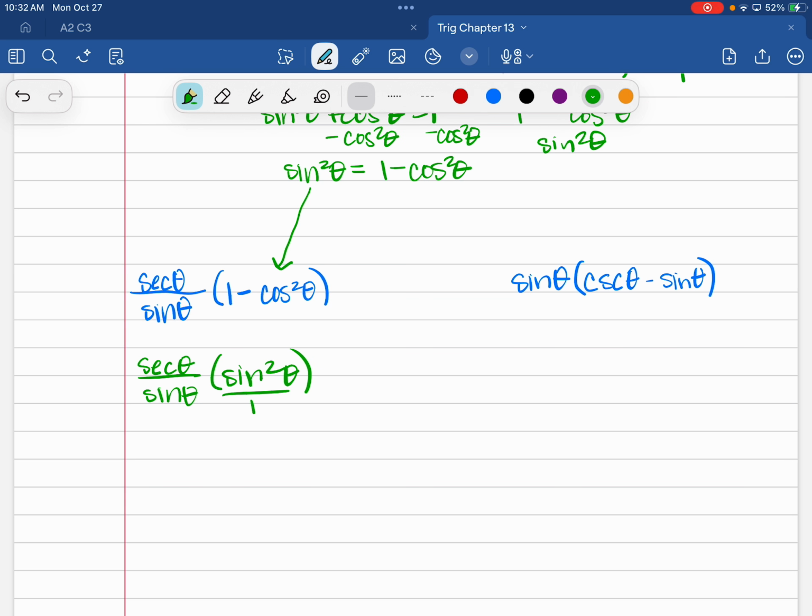Would we have to make the secant something else? Eventually, yes, we could do that right now, or we could do it in the next step, but we could also, because what we're going to end up having here is a sine squared over sine. If we had like x squared over x, that's going to cancel out an x. So sine squared over sine will cancel out a sine, and that gives us secant times sine.